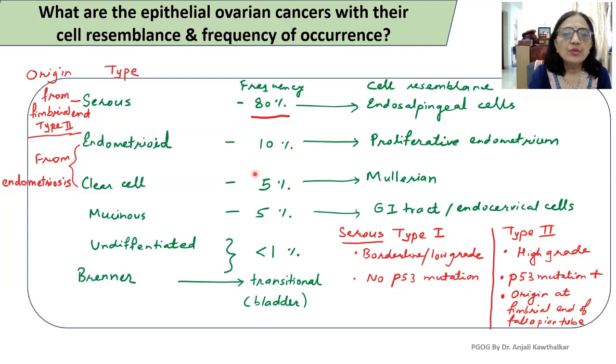Among other tumors, number 2 is not mucinous, it is endometrioid, which accounts for 10% of all epithelial tumors, and it resembles proliferative endometrium. Clear cell and mucinous tumors are each responsible for 5% of epithelial tumors. Clear cell tumor resembles Mullerian epithelium. Mucinous tumors resemble epithelium of the GI tract or endocervical cells. Undifferentiated and Brenner tumors together are responsible for less than 1% of epithelial ovarian tumors, and in Brenner tumor, the cells resemble those of the bladder, transitional cells are present.